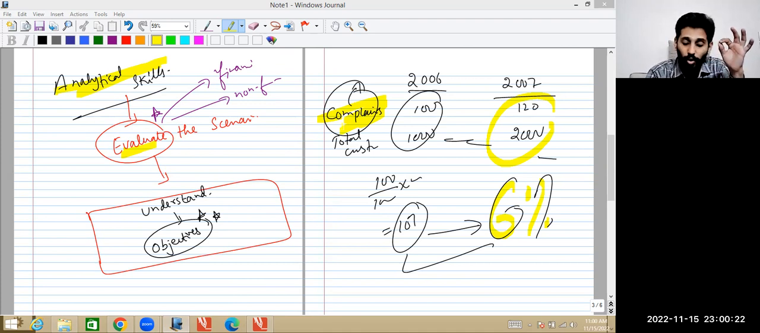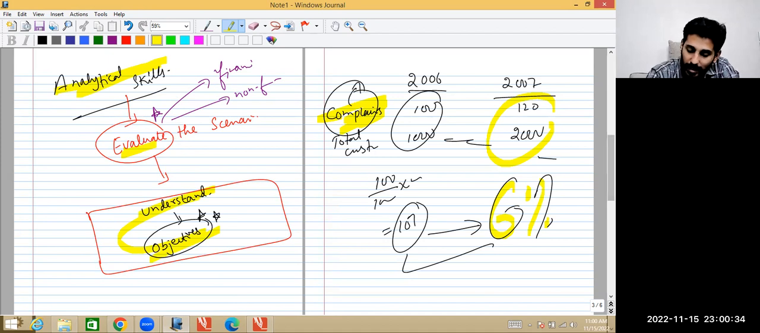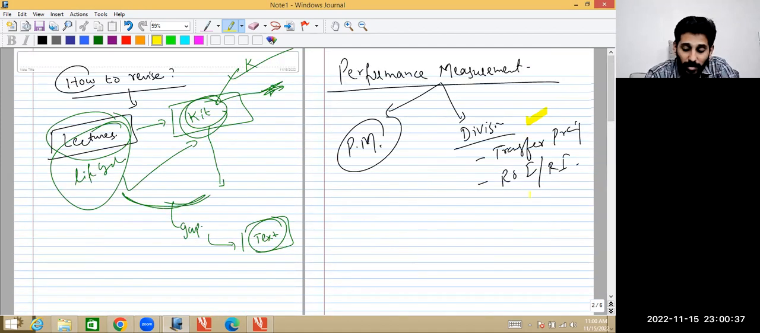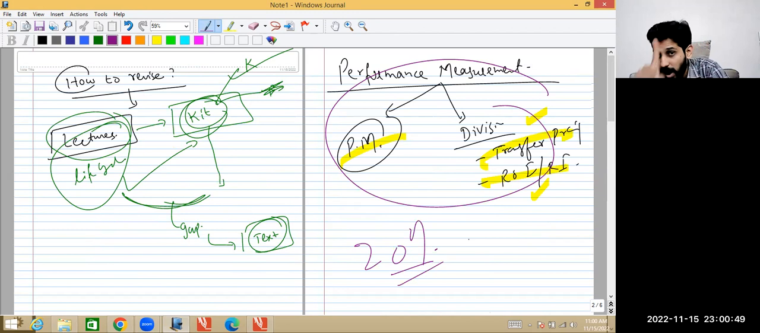So the point is to try to understand the objectives and check with the answer whether the particular objectives are being achieved or not. That is the performance measurement area I was talking about. Secondly, in this PM area, there is transfer pricing and ROI and RI. It may be possible that this topic would be examined or that, whatever. But the point is that in this section, you would be achieving at least 20 marks.